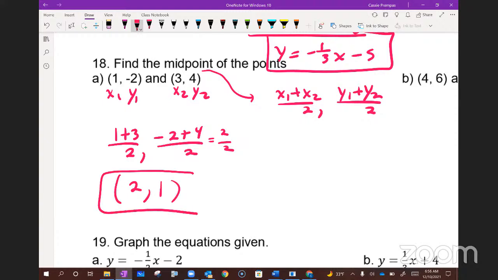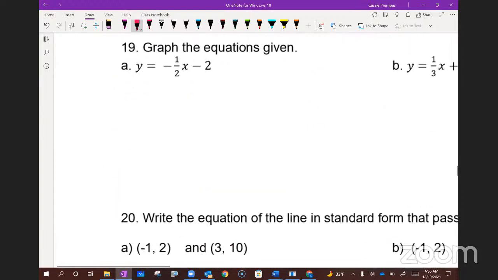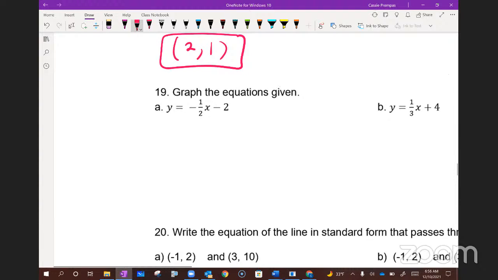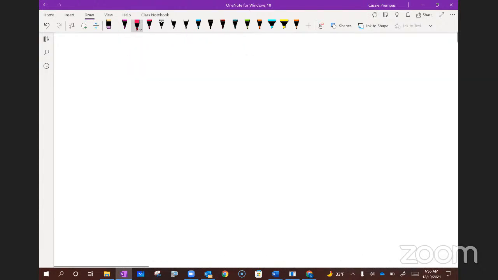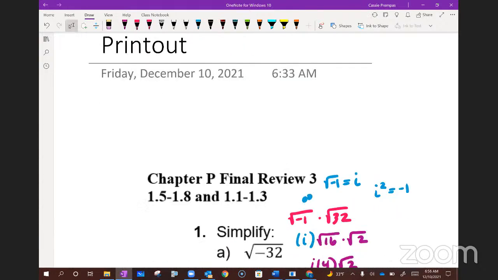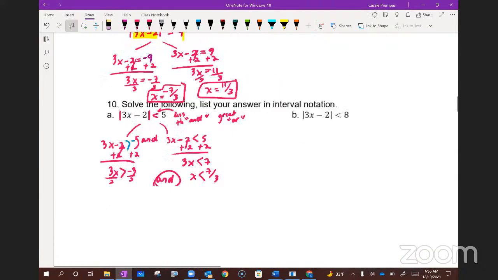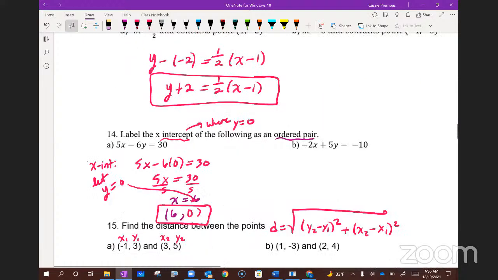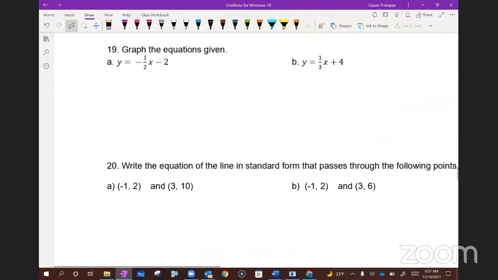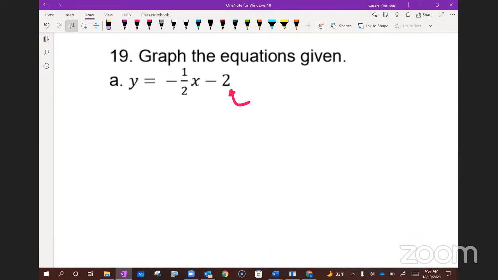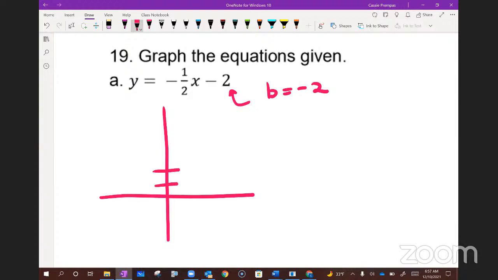2, 1. That's it. Number 19, graph the equations given. This one and B are in slope-intercept form. So as a quick reminder, when you have slope-intercept, you're going to start with the y-intercept. So the y-intercept, your b value, is -2. Your slope is -1/2.